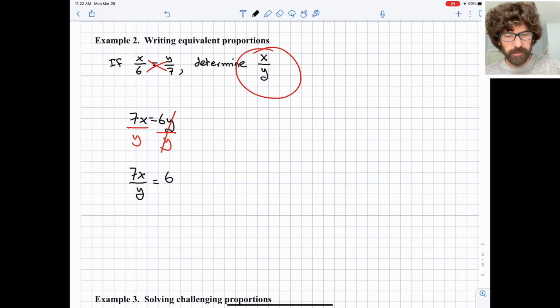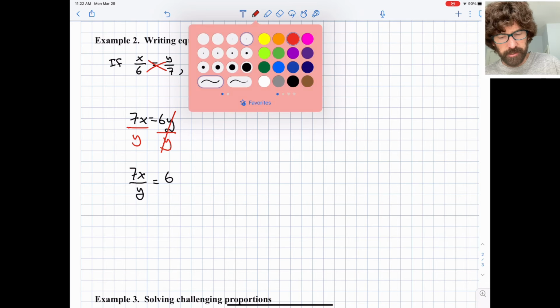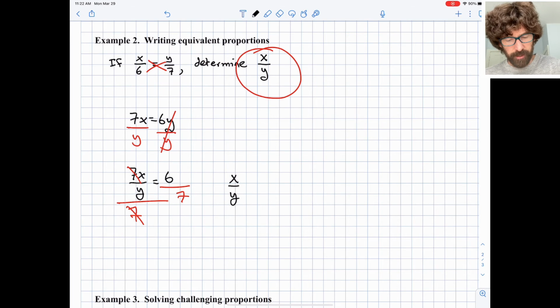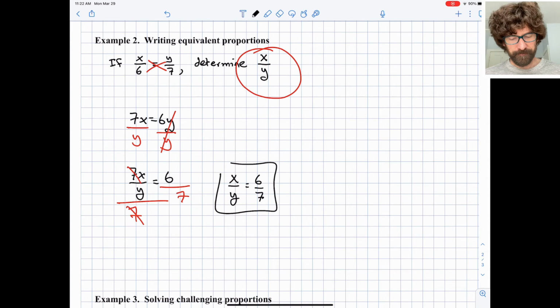And then we can divide both sides by 7. So we'll divide this by 7 and divide this by 7 as well. So these 7's will cancel. And I think you can see that we have x over y is equal to 6 over 7. So that would be our solution right there.